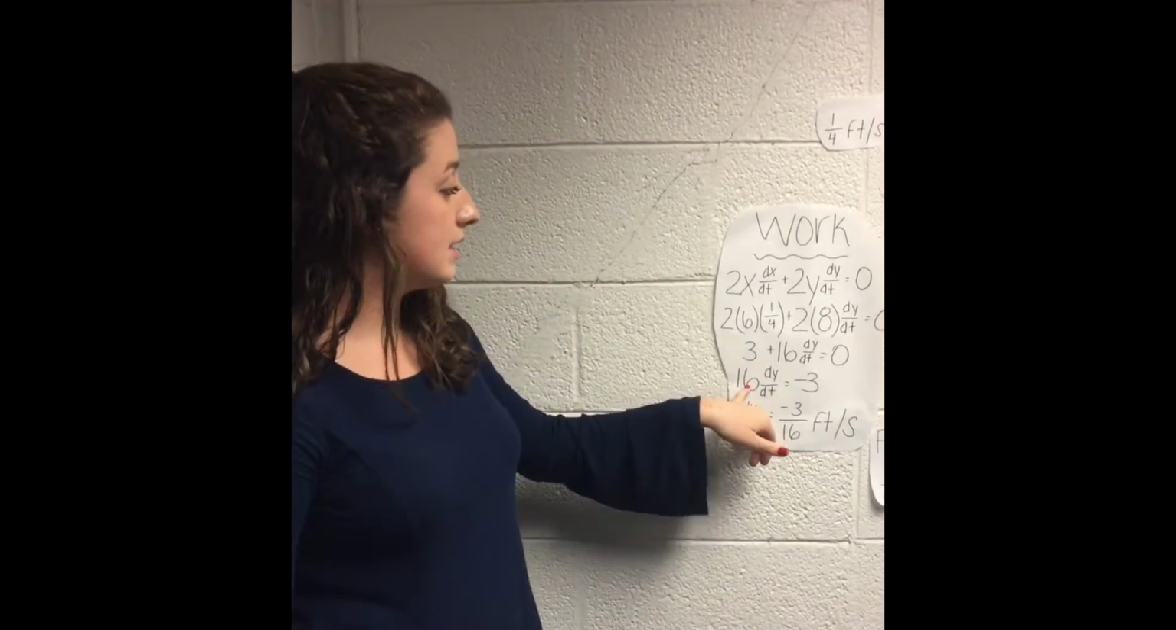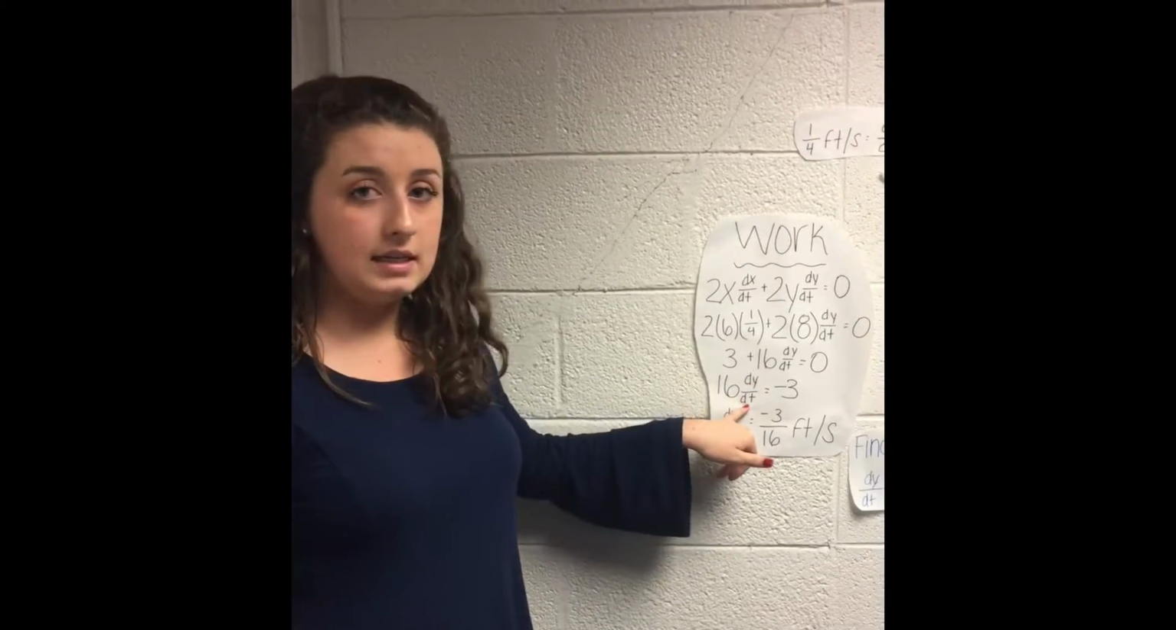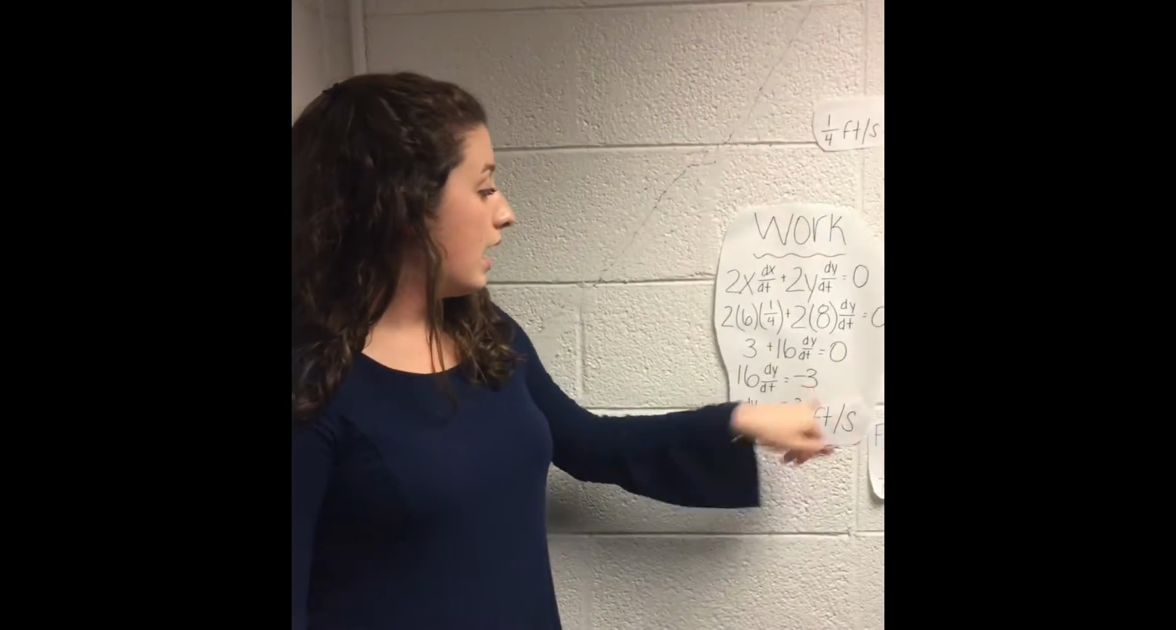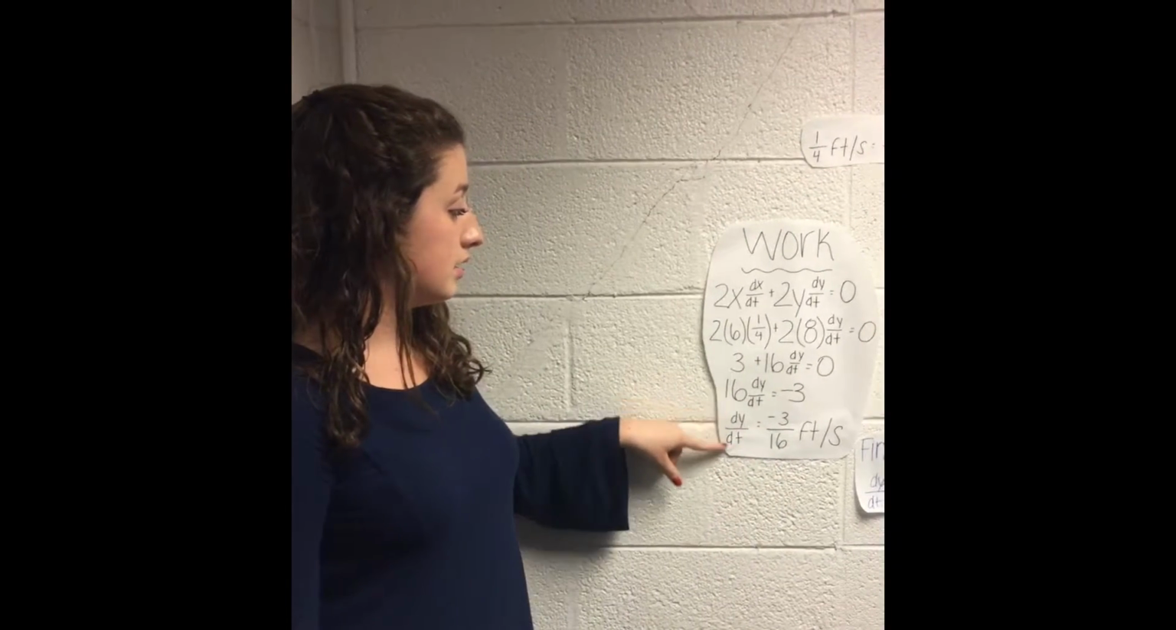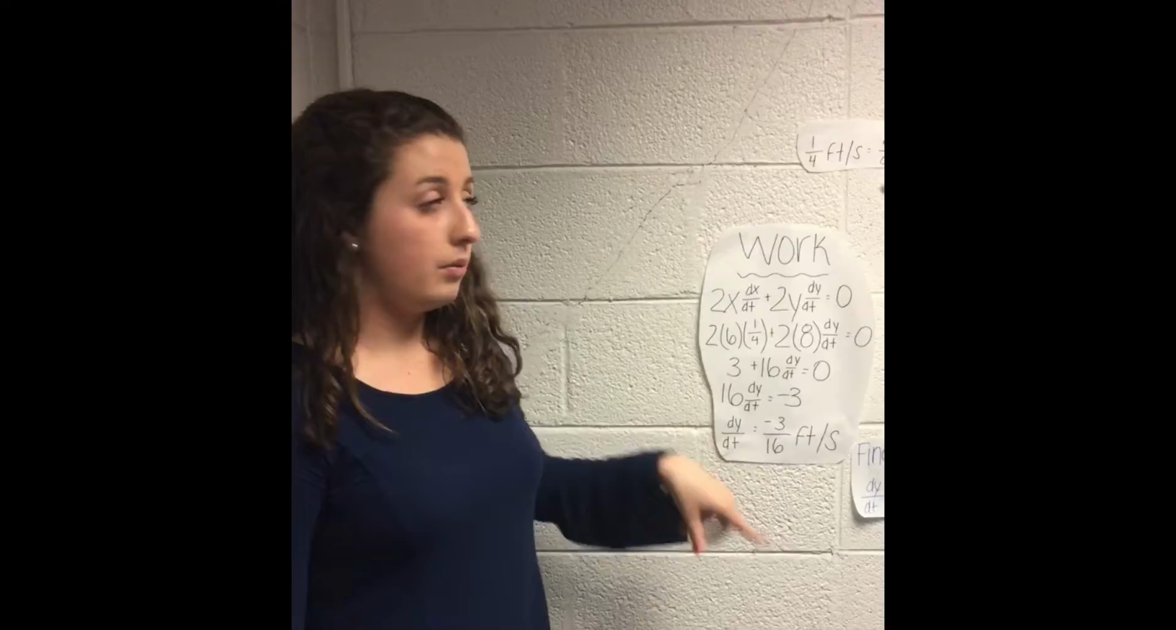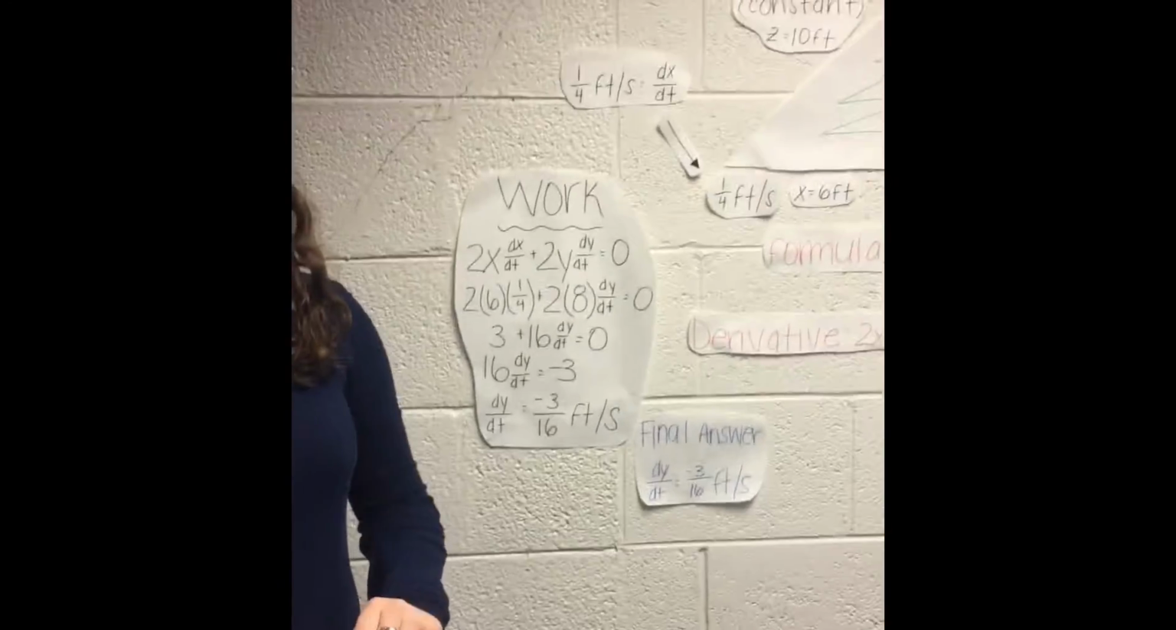So now you're left with 16 dy over dt equals -3. And now all you have to do is divide -3 by 16, which is going to be your dy/dt, or the rate at which the ladder is moving down the tree. And that's your final answer. dy over dt equals -3/16 feet per second.